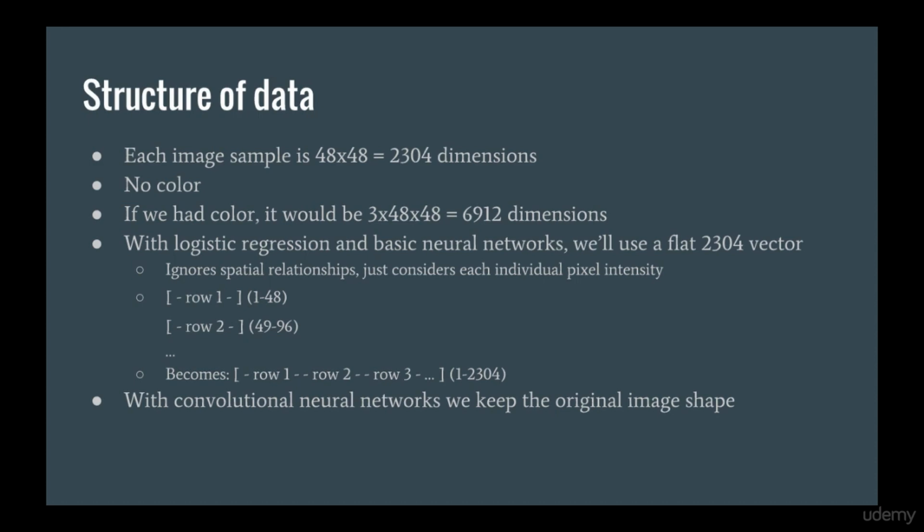So what is the significance of this? Well, it's that we're ignoring the spatial relationships in the data. So it doesn't matter that pixel 49 is right beside pixel 1. We are treating each pixel equally and independently with respect to the others. You'll see that when we look at convolutional neural networks that this will no longer be the case.